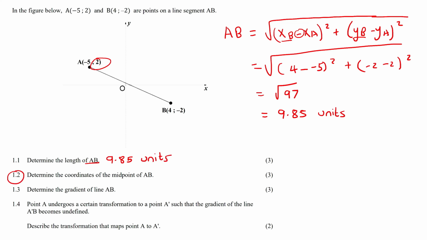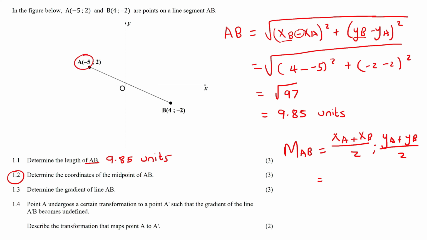units. This one says determine the coordinates of the midpoint. Okay, so midpoint, we use a capital M like that, and with this one, you're just going to add the x values together. So it's the x value of point A plus the x value of point B divided by 2, and then it's the y value of point A plus the y value of point B divided by 2. And so now we just fill in the formula. So it says we take the x value of point A, which is minus 5, then the x value of point B, which is 4.